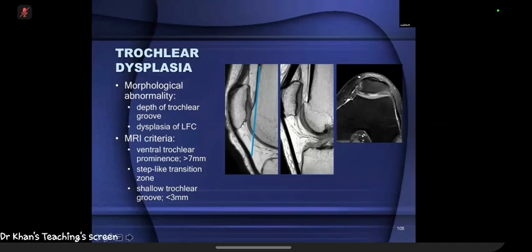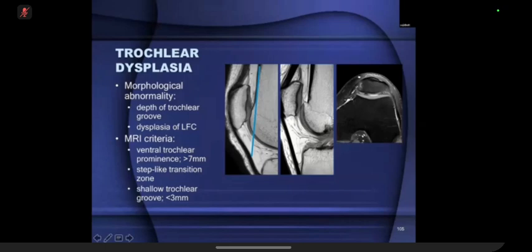In the sagittal imaging, if you look at the lateral femoral condyle, and you see the anterior margin of the trochlea and the anterior margin of the femur getting into a little step, that's a good sign of dysplastic trochlea. If it's more than 7 millimeters, that's significant. Ventral trochlear prominence, a step-like transition. And if the shallow trochlea is less than 3 millimeters depth, that's abnormal.